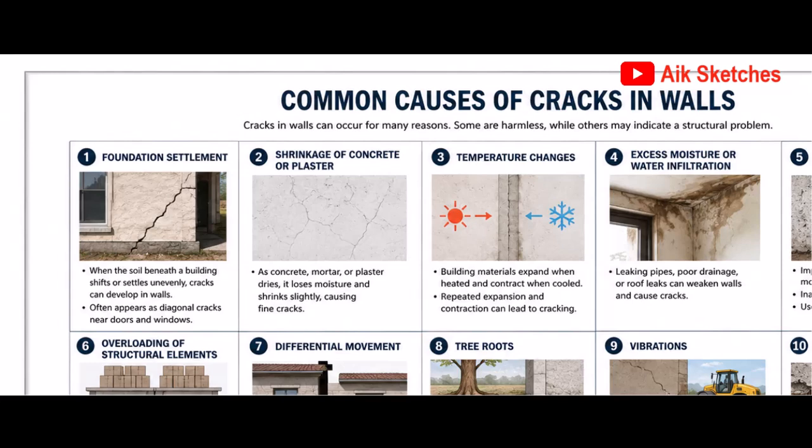The first common cause we are going to be looking at is foundation settlement. Foundation settlement can cause cracks in walls. When the soil beneath a building shifts or settles unevenly, cracks can develop in walls. Often, it appears as diagonal cracks near doors and windows.